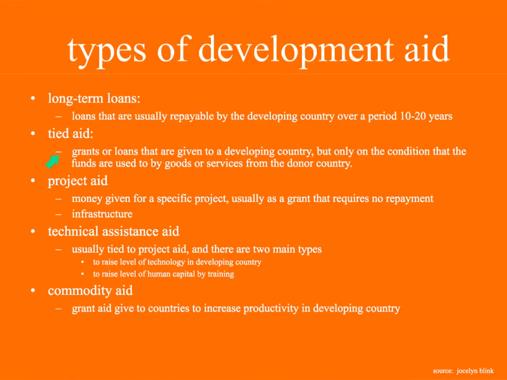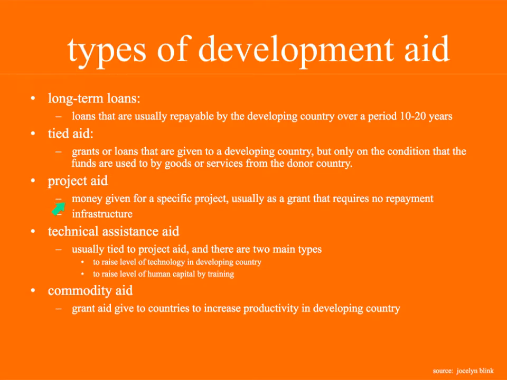Tied aid refers to grants or loans that are given to a developing country, but only on the condition that the funds are used to buy goods or services from the donor country. So it's like, I'll give you money, but, say I live in Spain and you live in Bolivia, we'll give you some aid, but you have to buy Spanish goods. That's tied aid.